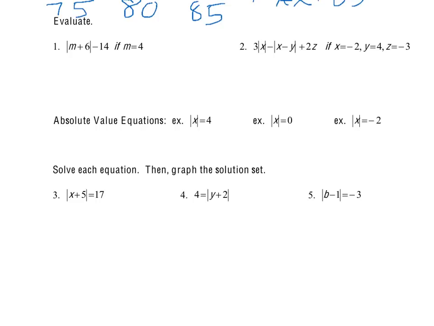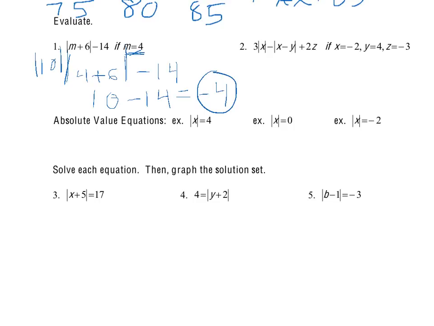For number 1, we have the expression the absolute value of m plus 6, and then minus 14. It says if m equals 4, so the very first thing we do is plug 4 in for m. We have the absolute value of 4 plus 6, and then minus 14. Remember order of operations: you always do grouping symbols or parentheses first. Well, absolute value bars are a grouping symbol, so we do that first. 4 plus 6 is 10, and the absolute value of 10 is 10. Then we just do 10 minus 14, a simple subtraction problem, that gives us negative 4.